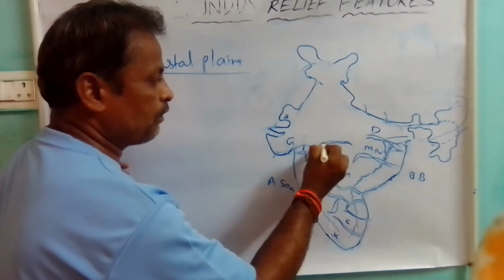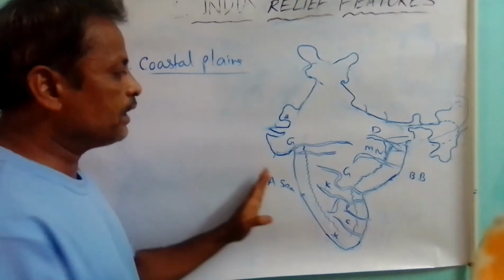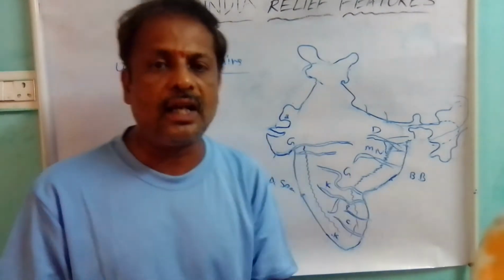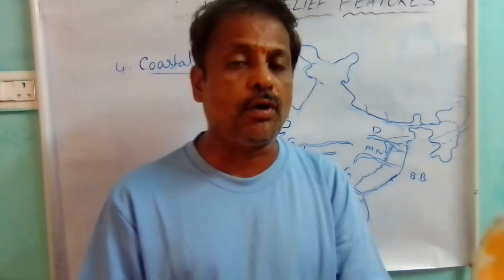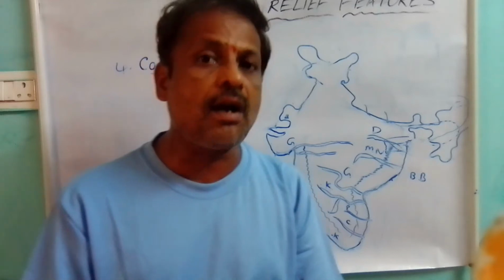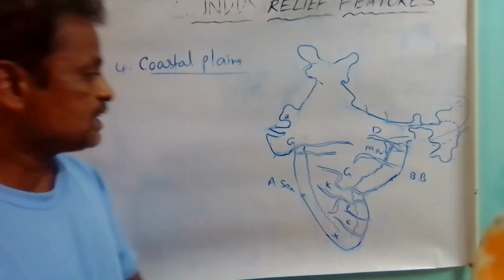Narmada and Tapati are flowing towards west and joining in Arabian Sea, and we know Narmada is a rift valley river. It is flowing between the two mountain ranges. One is Vindhya on the north, one is Satpura on the south.